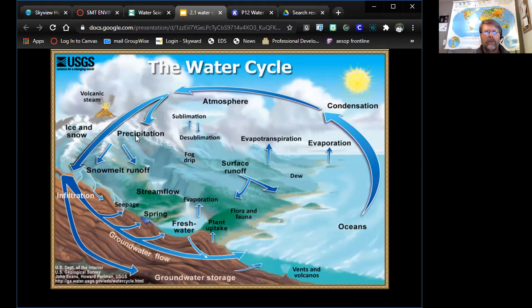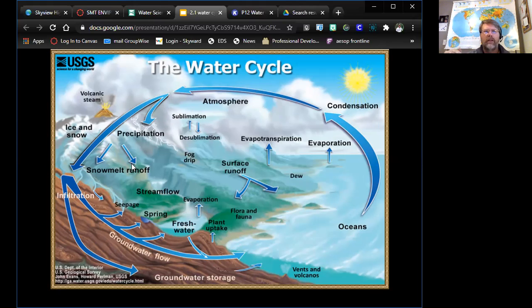Okay, and that can be snow, it can be hail, it can be rain, it can be any type of water falling. One of the more interesting but smaller sources of water entering the atmosphere is also from volcanic steam. Okay, so once we get all the water in the atmosphere, it comes down through precipitation. It hits the ground. Normally, the first thing it does is move across the surface of the Earth for a short period of time. That is runoff.